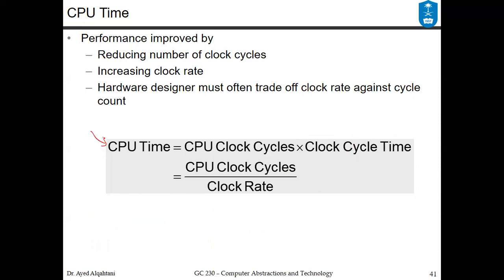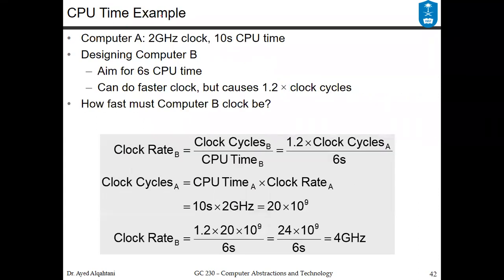So now, after we know that the CPU time is how many cycles I have times the clock cycle time, we know that we can improve the performance by reducing this time. And to reduce this time, we can reduce the number of clock cycles, or we could increase the clock rate, or a hardware designer must often trade off between those two to manage the CPU time to make it as low as possible.